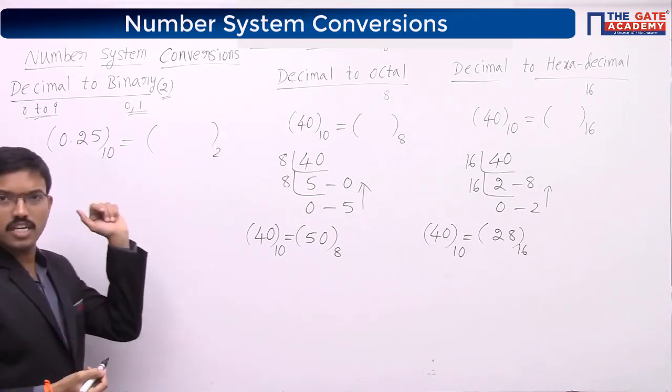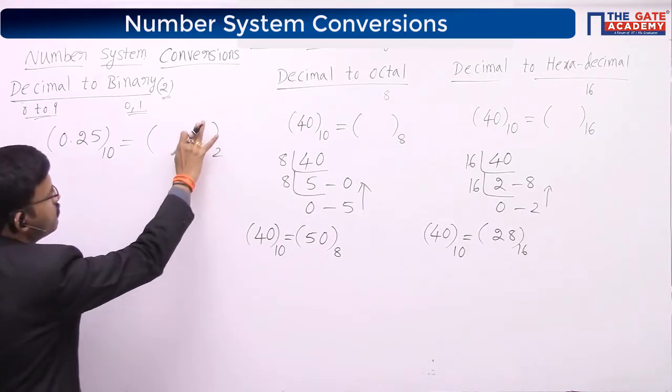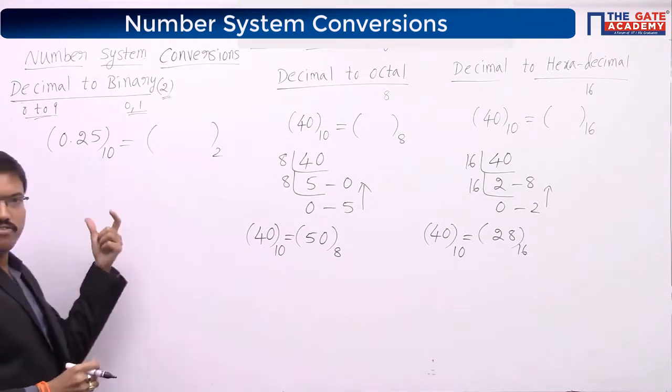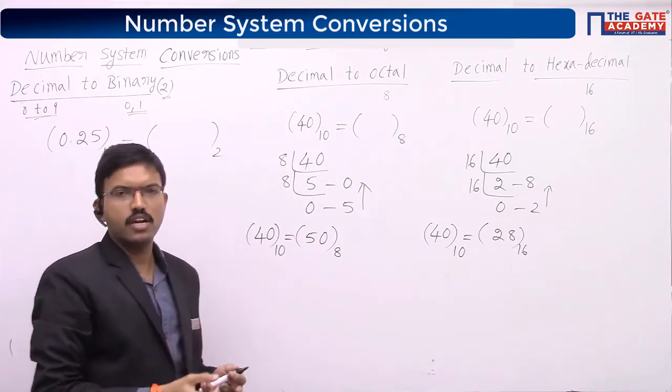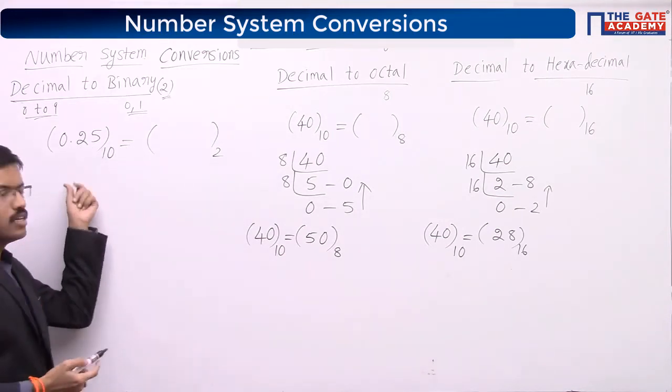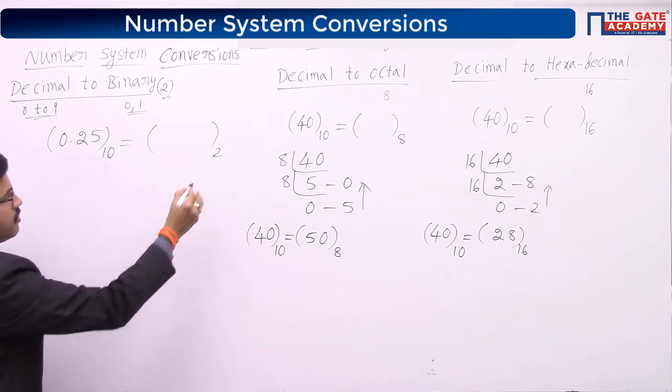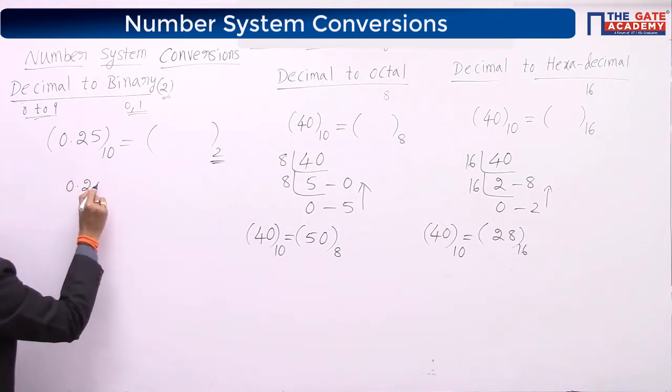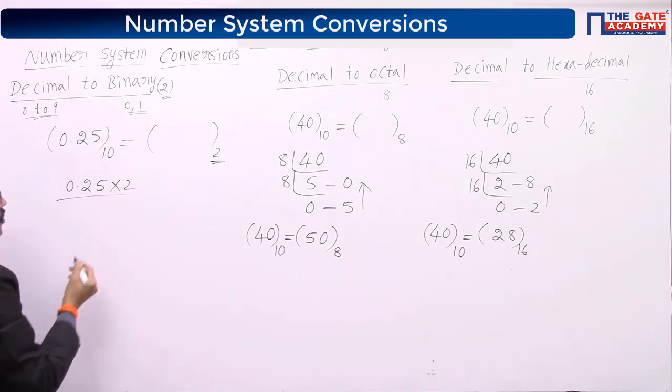Here I am having the fractional number 0.25 base 10. I want to convert it into binary. Previously I have done the integer part using repetitive division. Now we have the fractional part, so we'll do repetitive multiplication with 2. 0.25 into 2, that is 0.50.